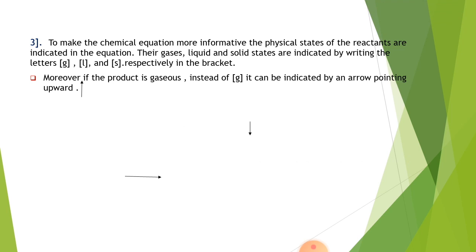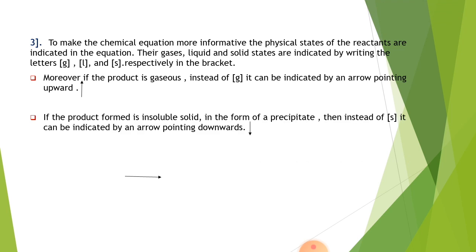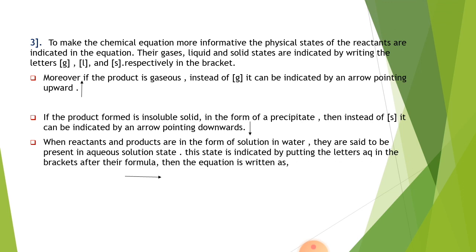Moreover, if the product is gaseous, then instead of small g, it can be indicated by an arrow pointing upward. If the product formed is an insoluble solid in the form of a precipitate, then instead of small s, it can be written with an arrow pointing downward. When the reactants and products are in the form of a solution in water, they are said to be present in aqueous solution state, that is liquid state.